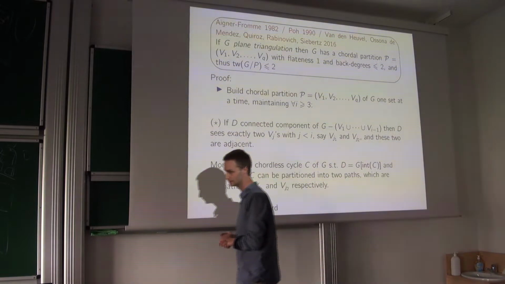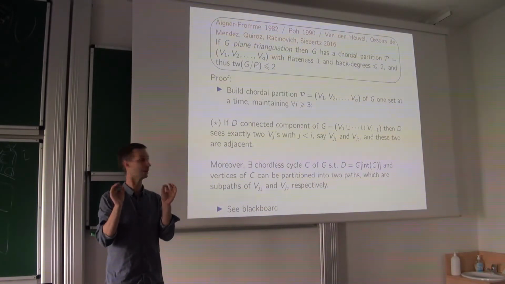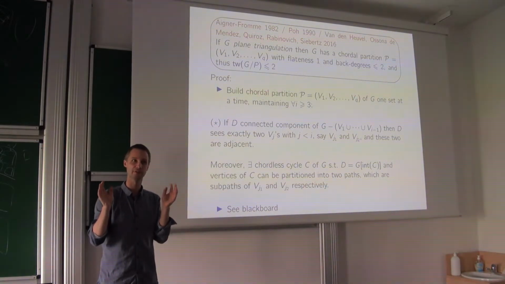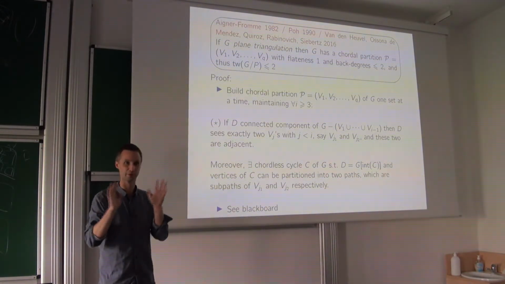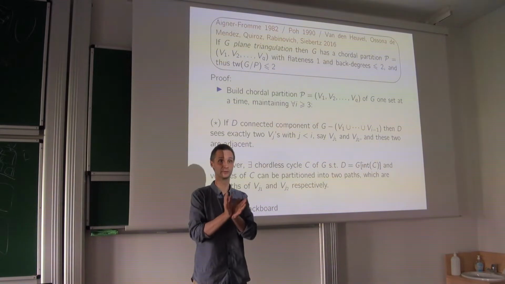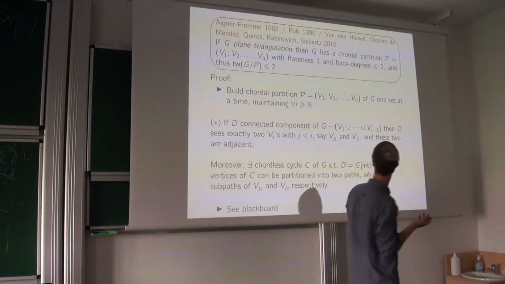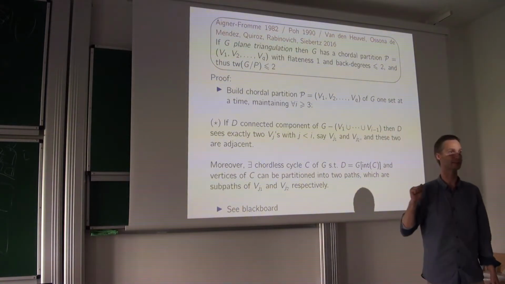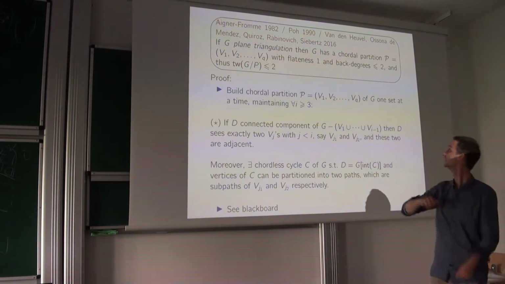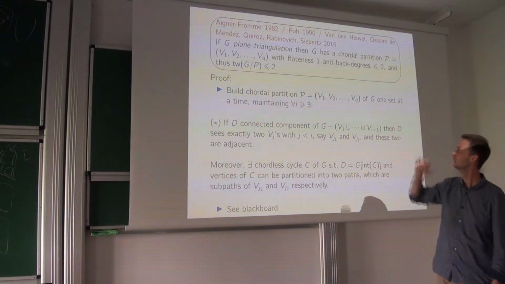Okay, so let's pass the statement first. First, there is a small technical detail: I'm not going to look at any planar graph. To simplify my life, I'm going to look at plane triangulations. Okay, this won't hurt us, but from now on, think of G as being a plane triangulation. Okay, so I have a plane triangulation. Then the theorem says that you have a chordal partition, so that all the bounds are one less than on the previous slide. So you have flatness one, so each VI is a local geodesic. The back degrees are at most two, right? So your minor will have treewidth at most two.